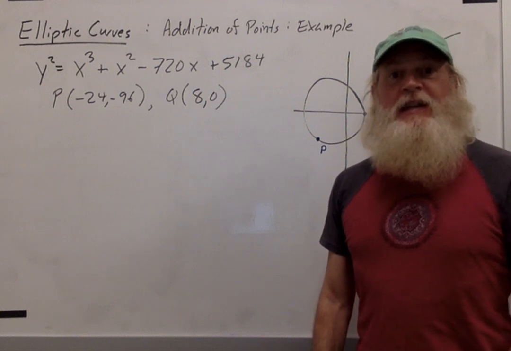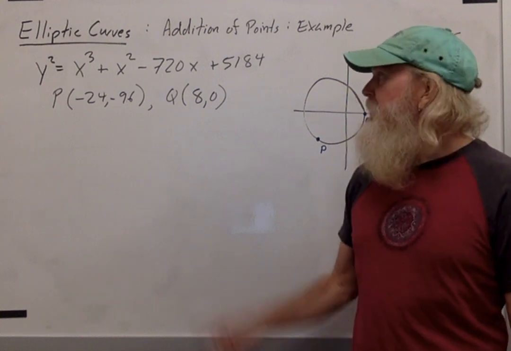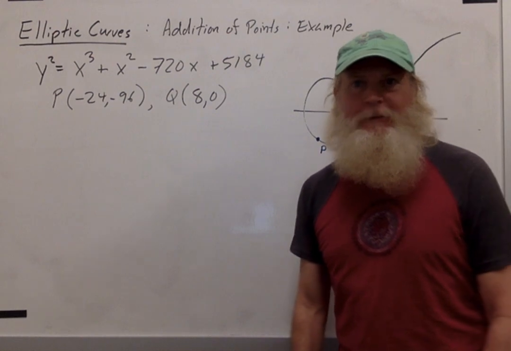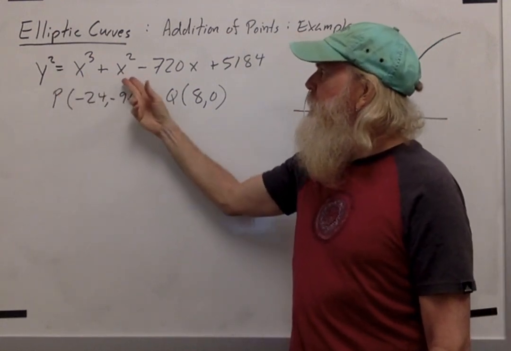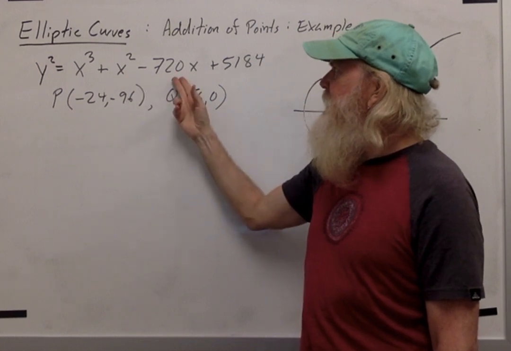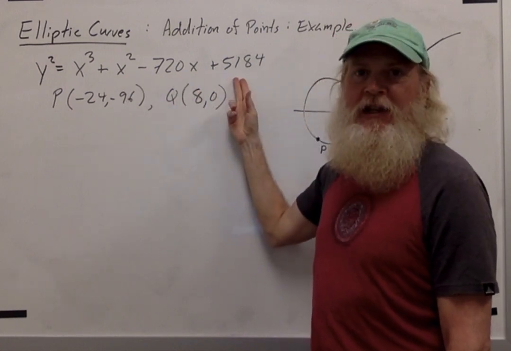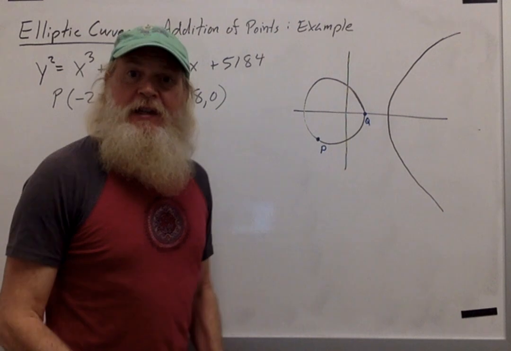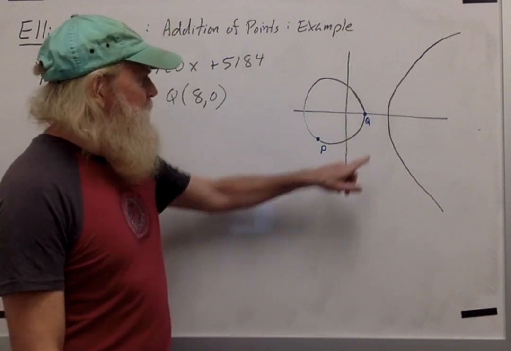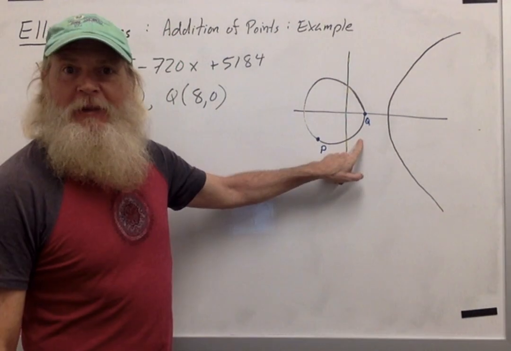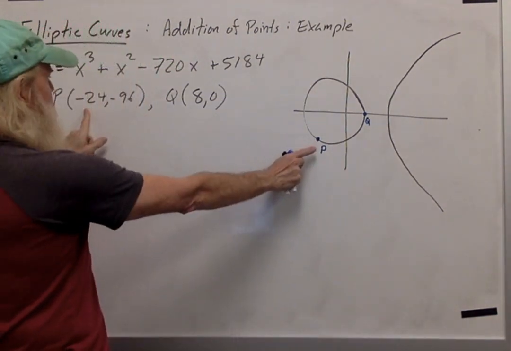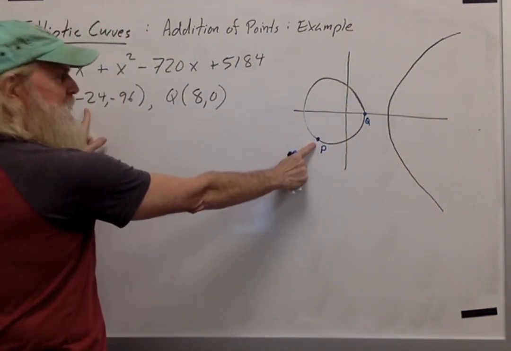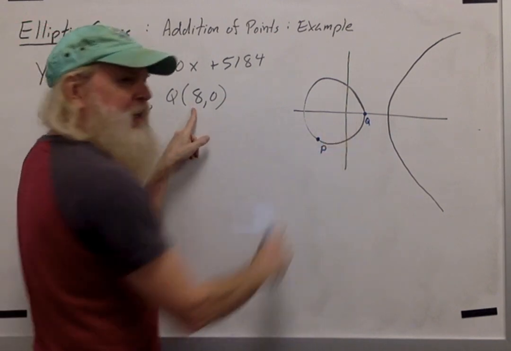Let's do some explicit calculations of finding the sums of points on an elliptic curve. The curve we're going to look at is y squared equals x cubed plus x squared minus 720x plus 5184. If you graph this, and I encourage you to graph it on Desmos, you get a graph that looks something like this. The point P, negative 24, negative 96, is a point on the curve, as is Q, 8, 0.